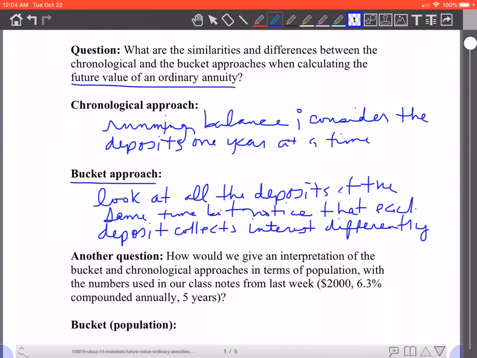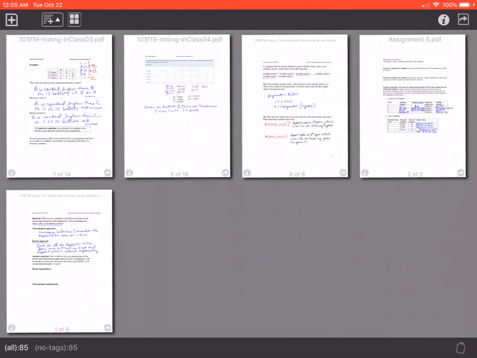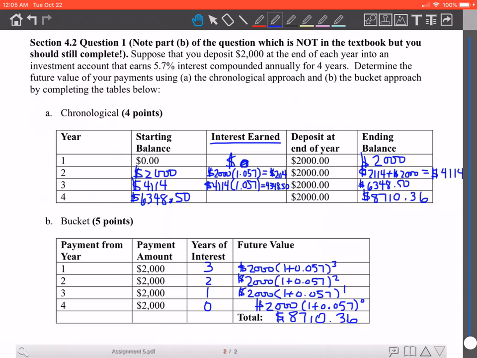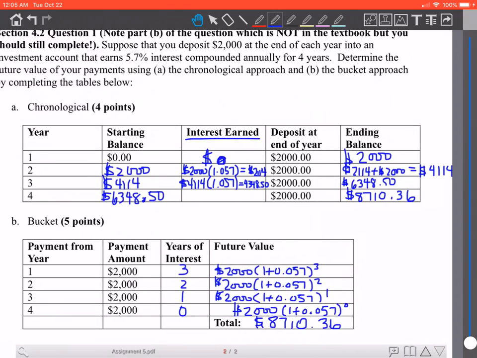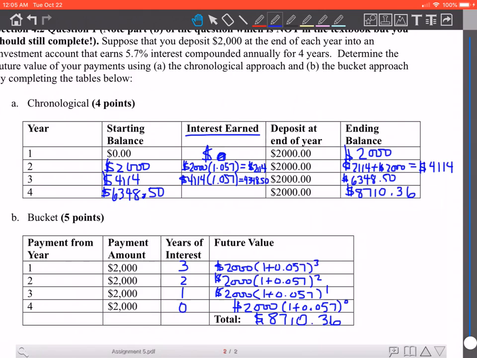So really quickly, I'm just going to flash those tables to give you a reminder about what we did on Friday. I'm going to zoom in for a second. This was your homework that was due this past weekend. Notice that the chronological approach has you calculate year to year to year. What is your starting balance? What is your ending balance? Remember that in the following year, you start with the balance from the previous year. So year 3, we're starting with the year 2 ending balance, and we continue from there.